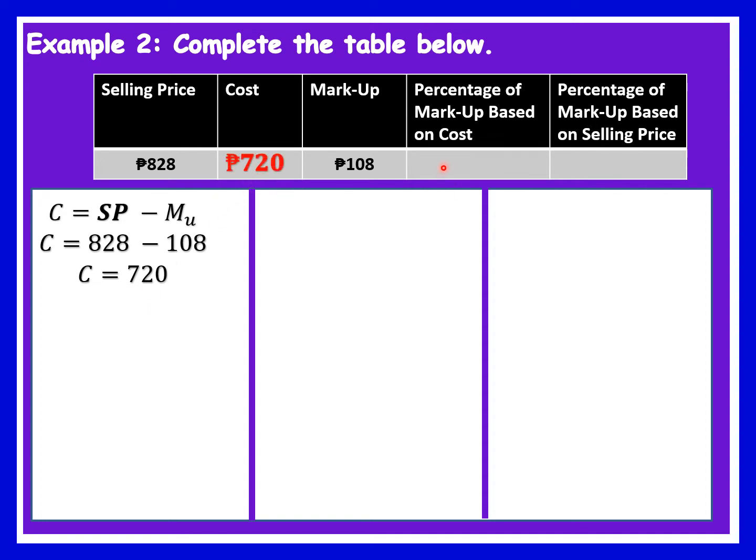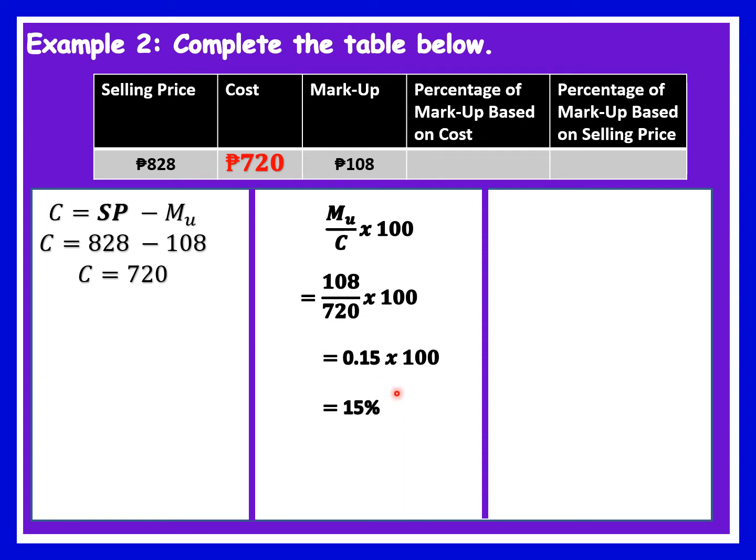Then solve for the percentage of markup based on cost. That is M sub U over C times 100. Substitute the M sub U, that is 108, and C is 720, times 100. Divide these two numbers. That will be 0.15 times 100, and that is 15%. So therefore, this is 15%. Once again, this is 15%.